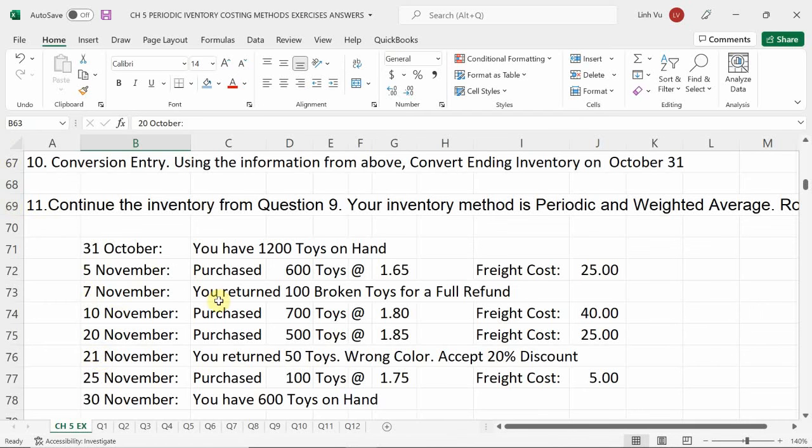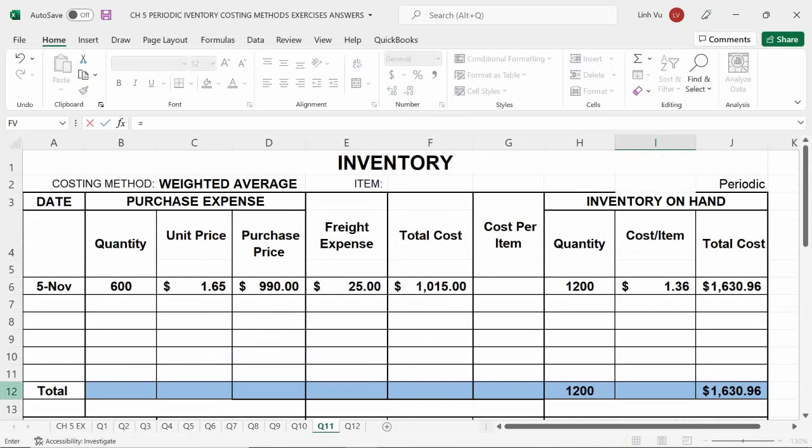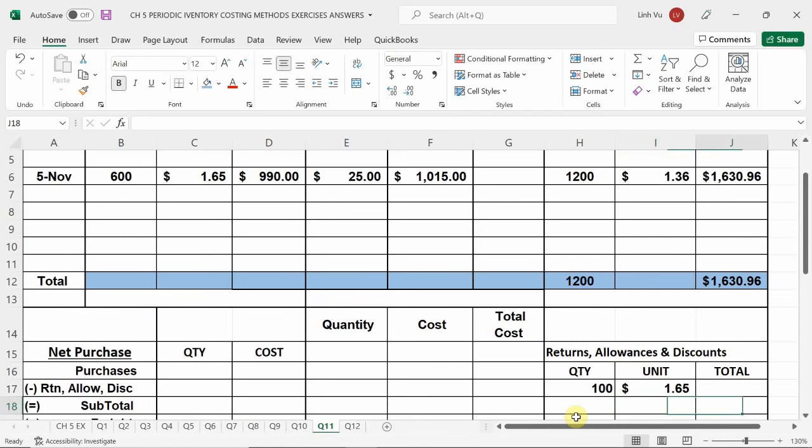November 7, you end up returning 100 broken toys for a full refund. Okay? So we end up returning 100 broken toys, which we originally purchased at $1.65. So our refund is going to be for $1.65.